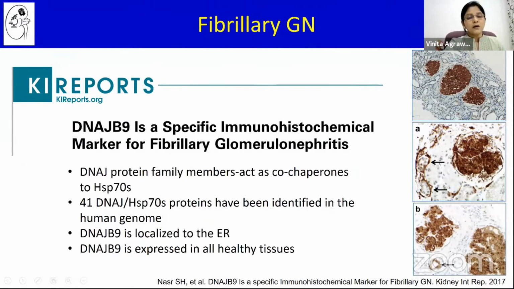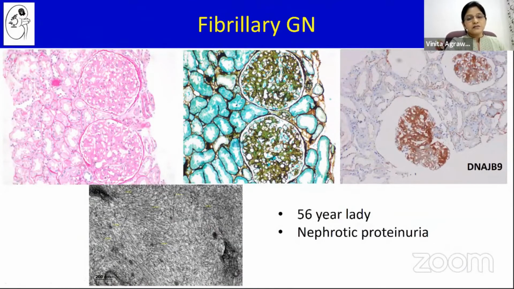This is just to show one of our cases, which was a 56-year-old lady who presented with nephrotic proteinuria. And what I like to say is that this immunohistochemical stain works really well. It stains really nicely and specifically the glomerulus. And if you have a control with you, it will give you a definite diagnosis.